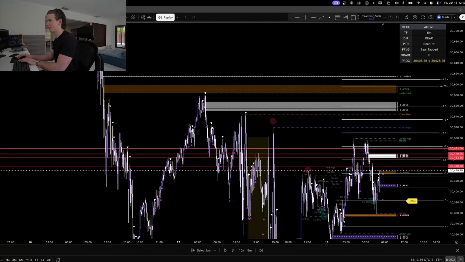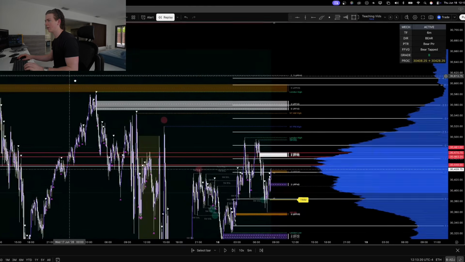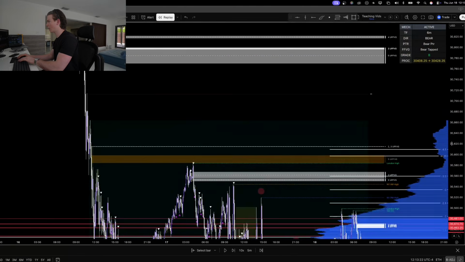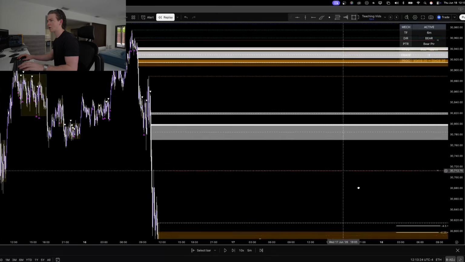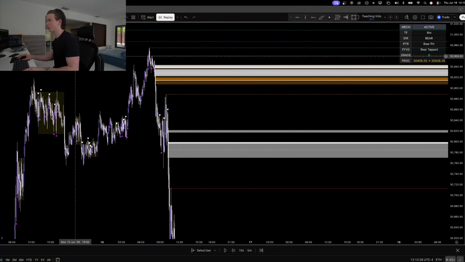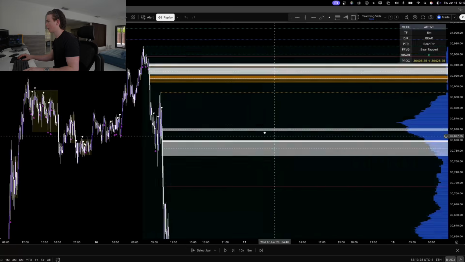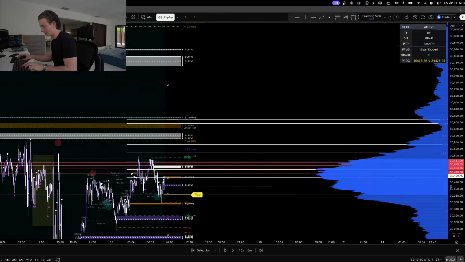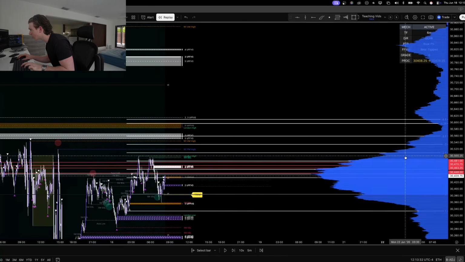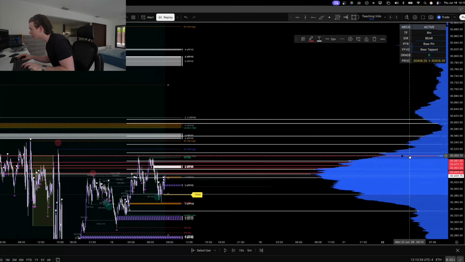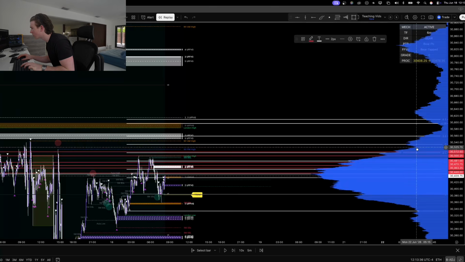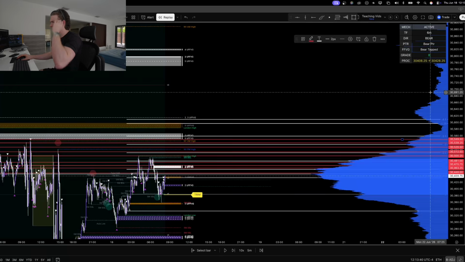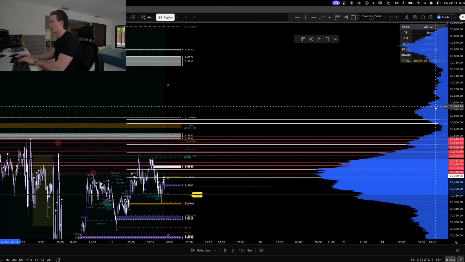We can go from here. Boom. There we go. Might even need a bigger one. We can go all the way down if we want. We can start from all the way up here. There we go. Okay, we can draw in here, low volume node, here, low volume node, here, low volume node, here, and here. This should be fine. I think this will cover our range well enough.